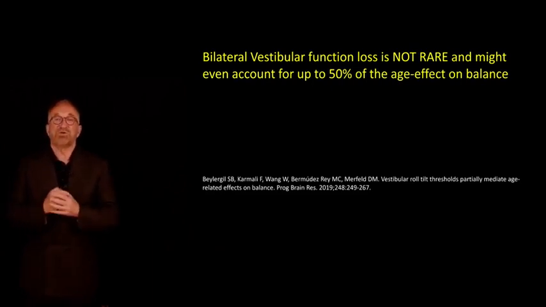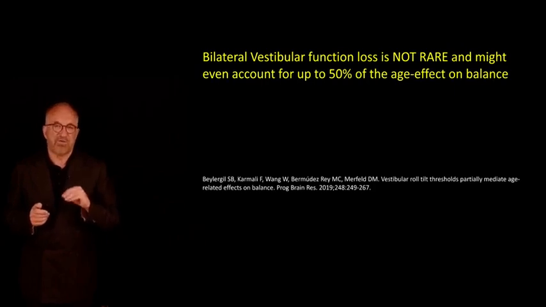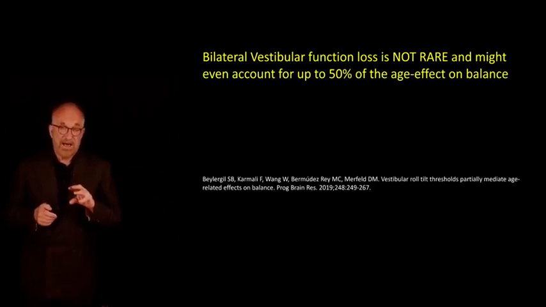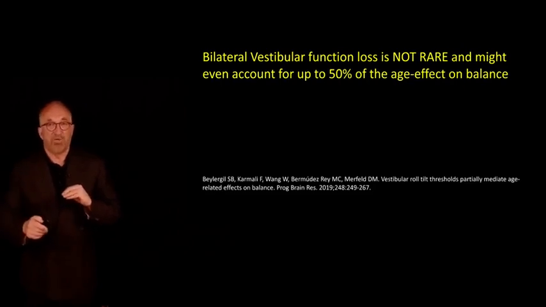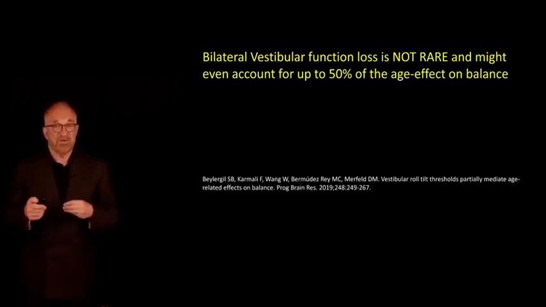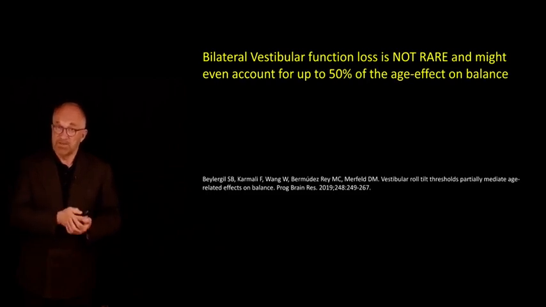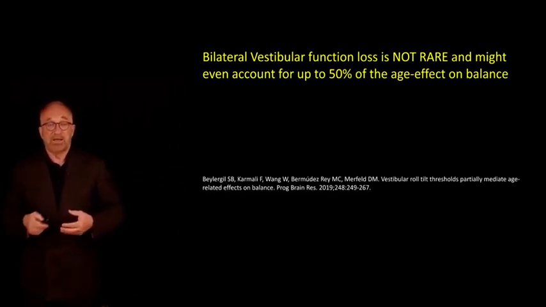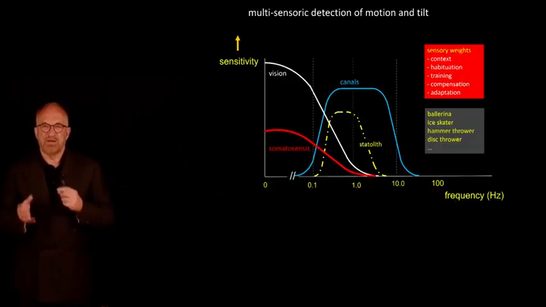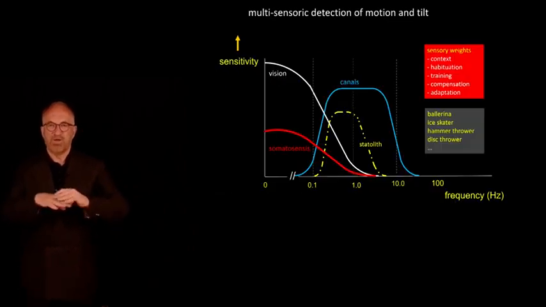Now that is crucial because it means that if you have an older patient with an impaired balance, it may very well be that there is a dominant factor of reduction of vestibular function. And now with the emergence of prostheses of the vestibular system, like the balance belt and the vestibular implant, there are therapeutic options.